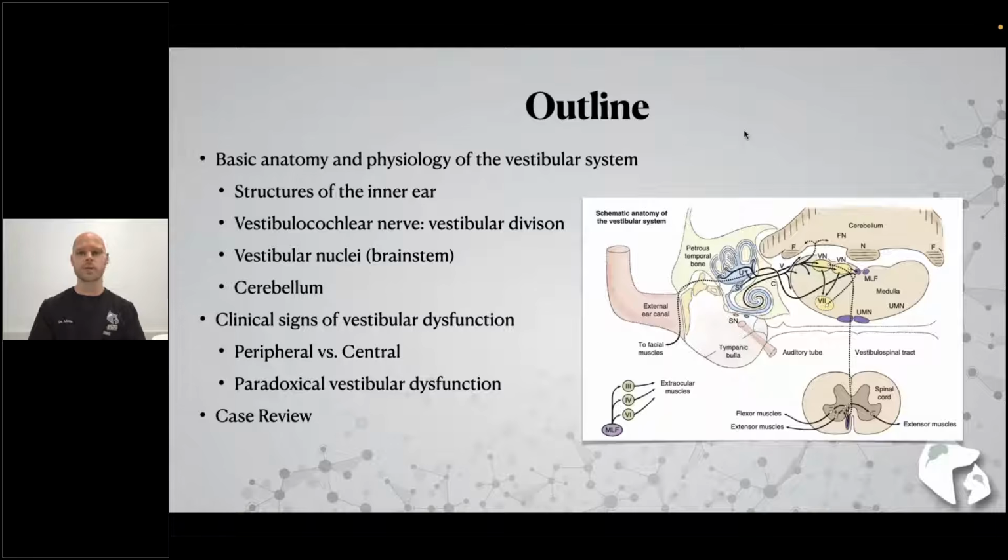So we're going to go through structures of the inner ear. We're going to go through the vestibular cochlear nerve, particularly the vestibular division of this nerve. The cochlear portion is another talk, and that would be your hearing. We have the vestibular nuclei within the brainstem, of which there are 4, and then there's pairs, so there's 8 total there. We're going to go through the cerebellum and its role in the vestibular system.